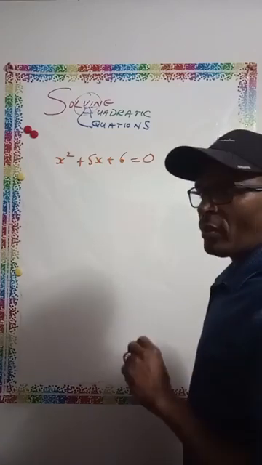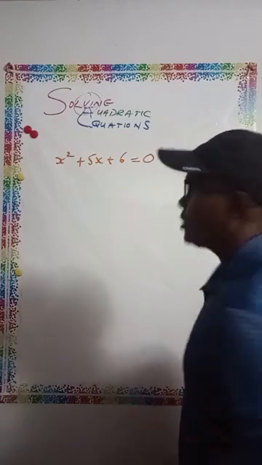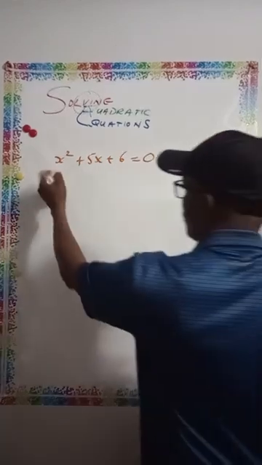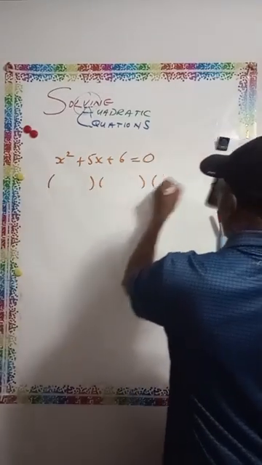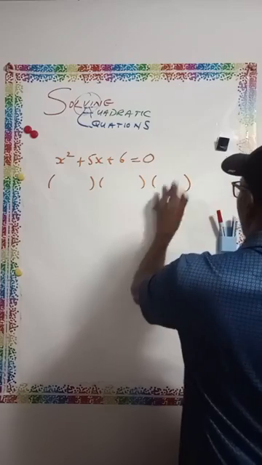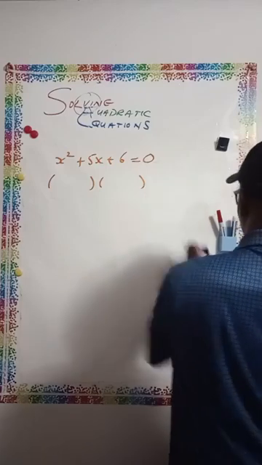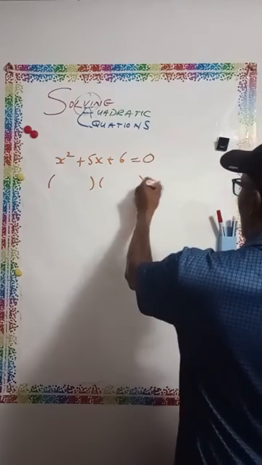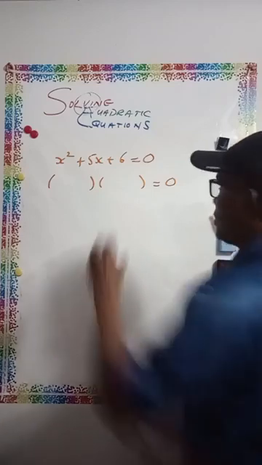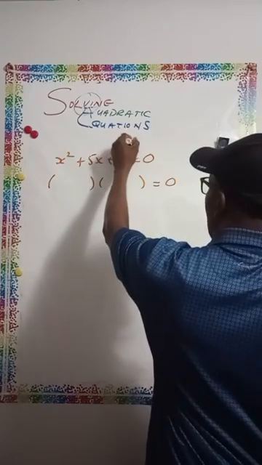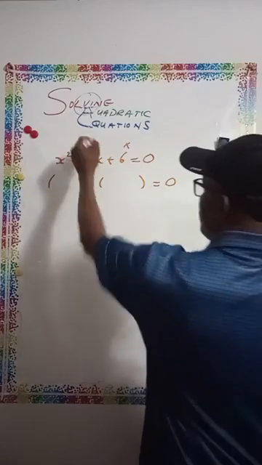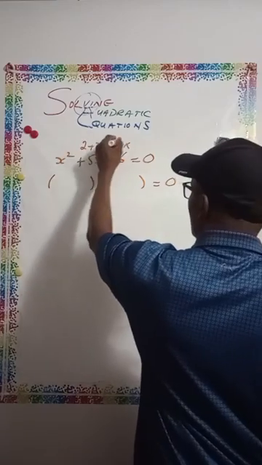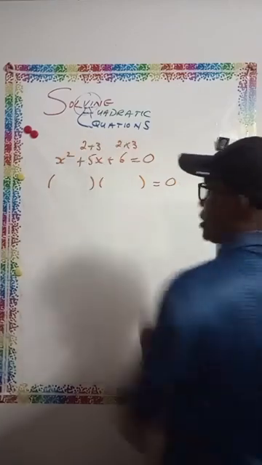Remember that any quadratic equation you solve has two solutions, right? So in other words, what we're going to have here is a pair of parentheses. Now a pair of parentheses. We got to get two numbers. When we multiply them, we get 6. When we add them, we get 5. What are those two numbers? They are 2 and 3, because 2 times 3 is 6 and 2 plus 3 is 5.